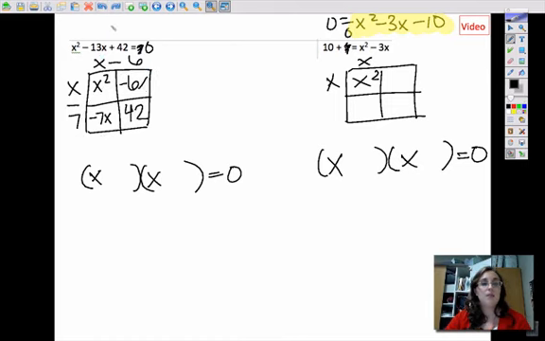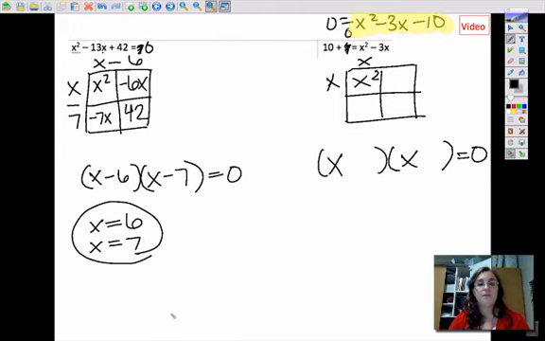So that means that when I FOIL x minus 6 and x minus 7, I will get expanded form x squared minus 13x plus 42. So x minus 6 and x minus 7 equal to 0 means that x equals positive 6 and x equals positive 7 are my two answers.